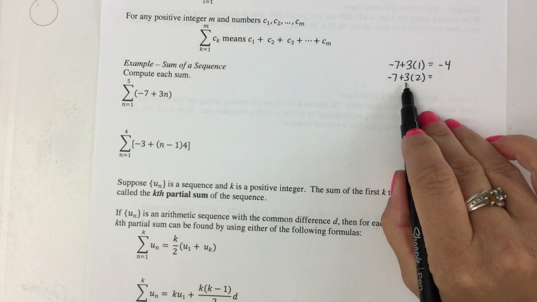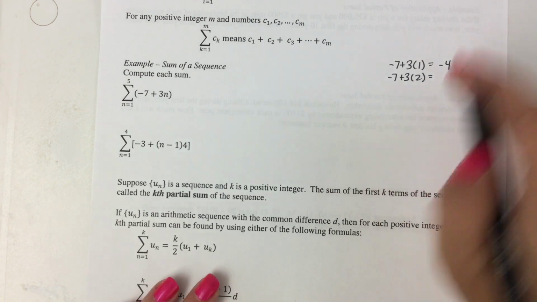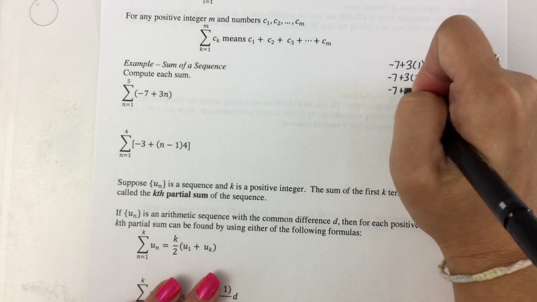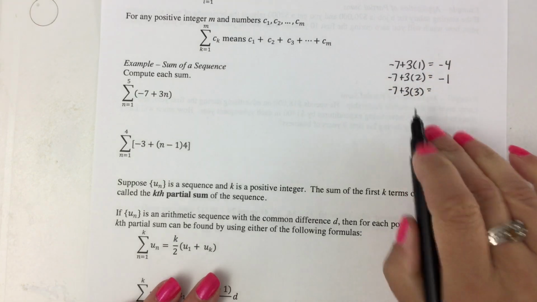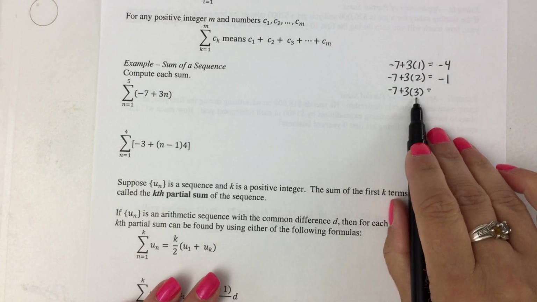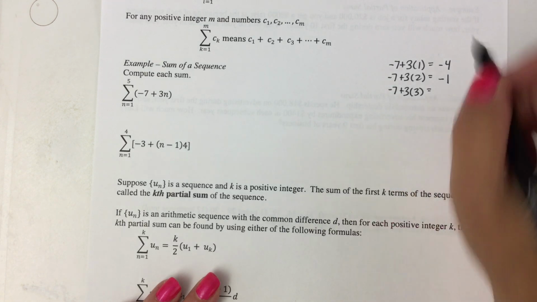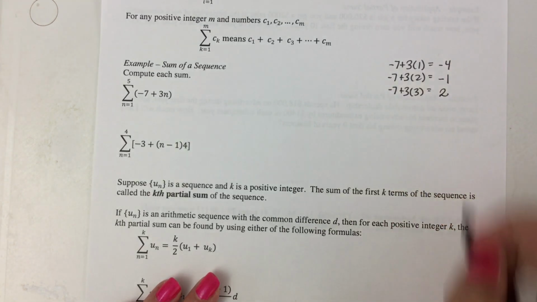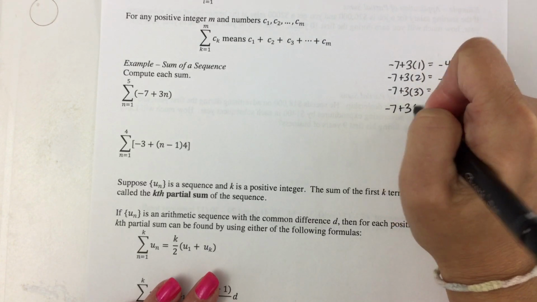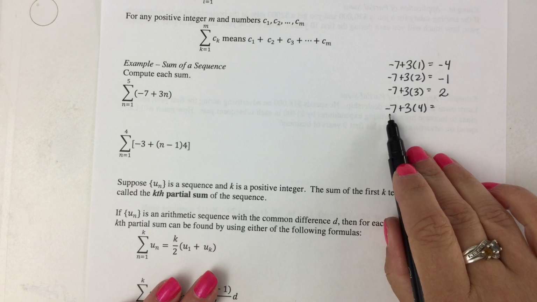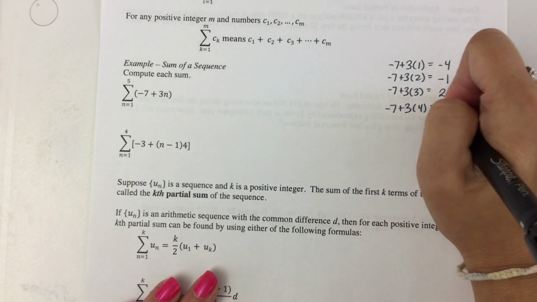2 times 3 is 6. Negative 7 plus 6 is negative 1. Now we put in a 3. 3 times 3 is 9, because remember you multiply first. 3 times 3 is 9. Negative 7 plus 9 is 2. Now I put in a 4. 3 times 4 is 12. Negative 7 plus 12 is 5.